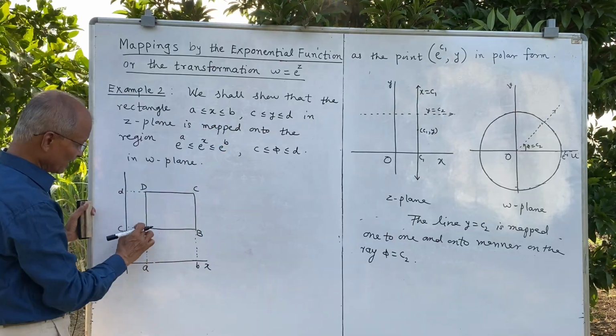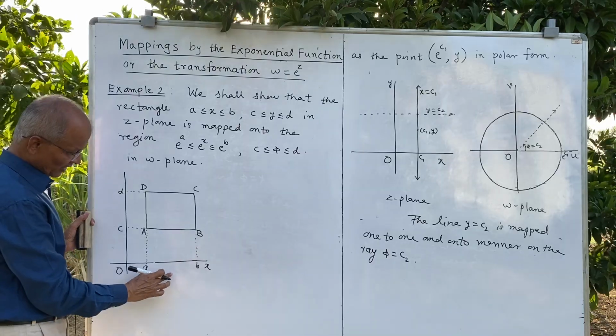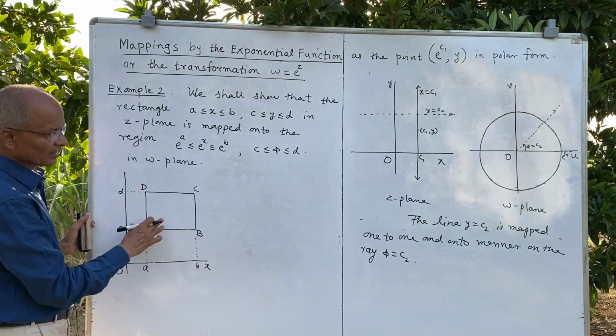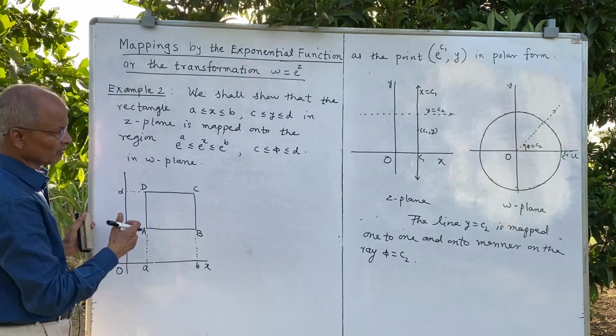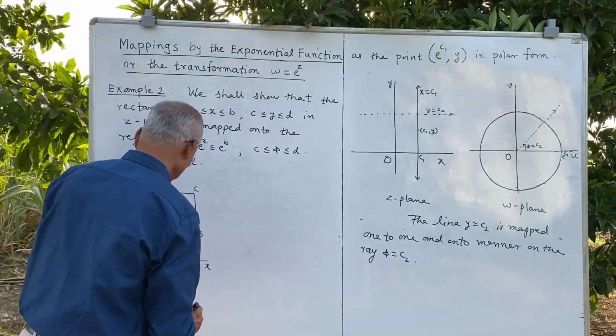See, this is the rectangle ABCD. How is the rectangle ABCD described? x is between a and b, and y is between c and d, and this rectangle is transformed in the W plane. How it is transformed in the W plane, that we shall show.